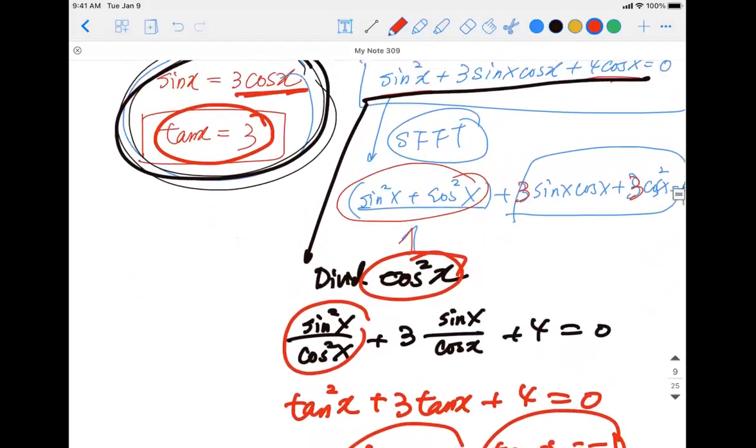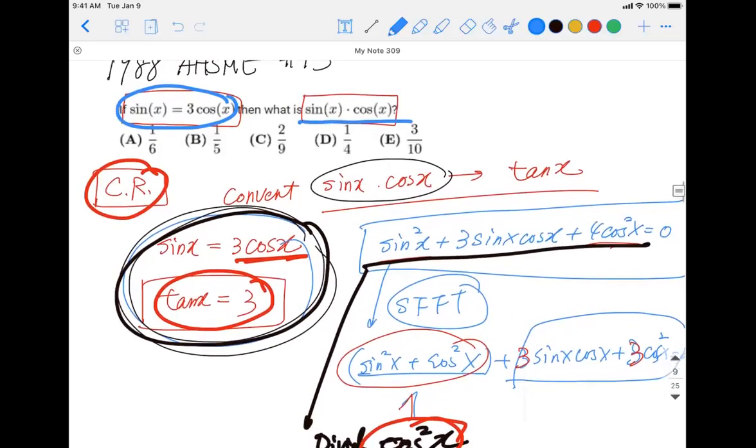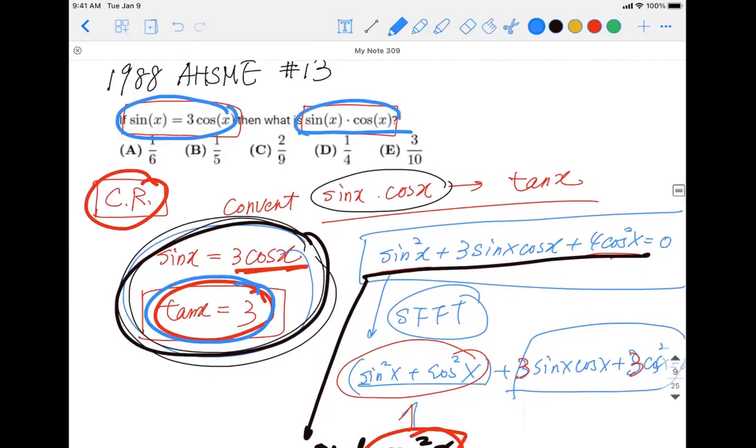Okay, this is only a side talk, okay? Let's go back to here. Now, the question gives you sine and cosine, you have such a relationship. And the question asks you, what's the value for sine times cosine? This is a multiple choice question, right? As long as you have the correct answer, you're good to go. You have already got tangent equals 3. And you want to define what is the sine, what is the cosine.